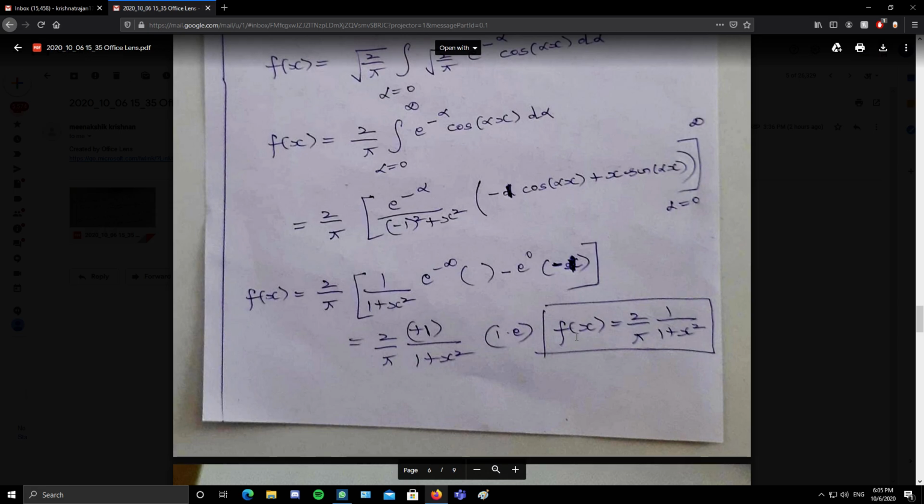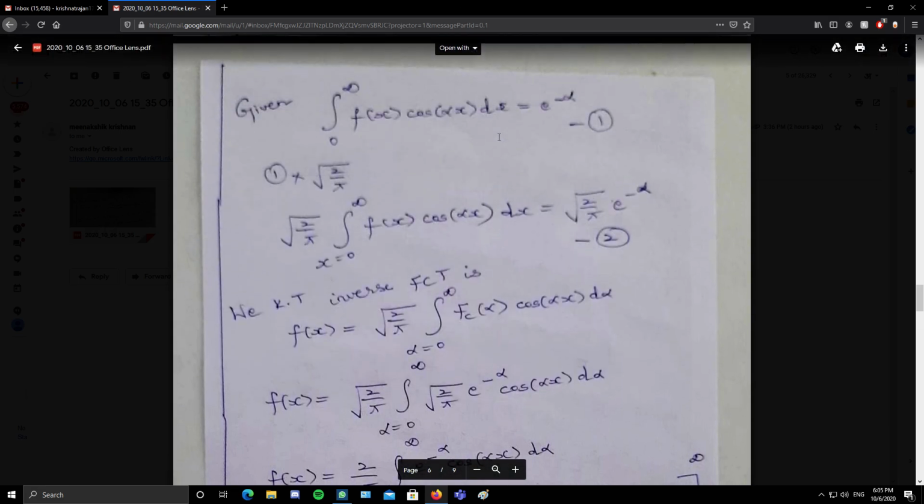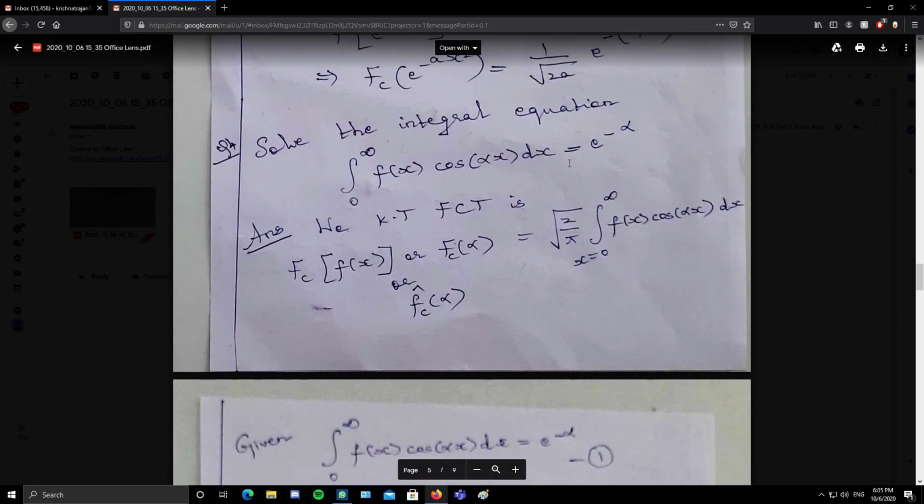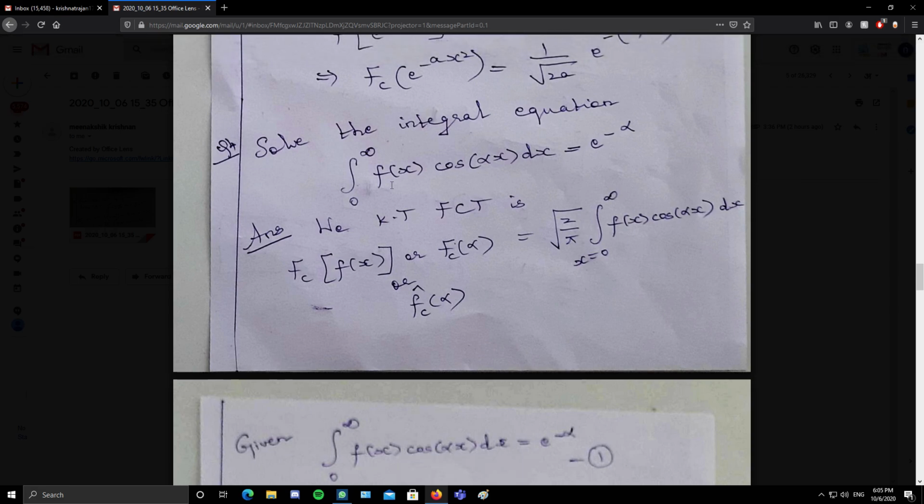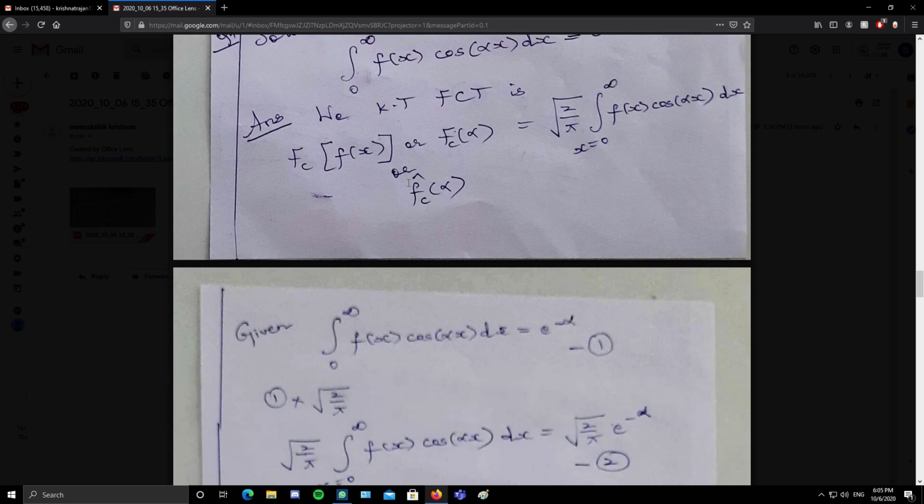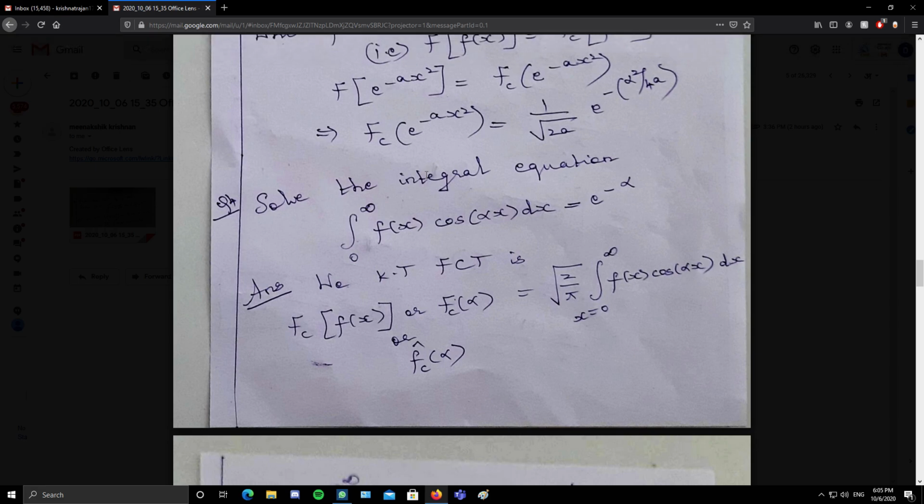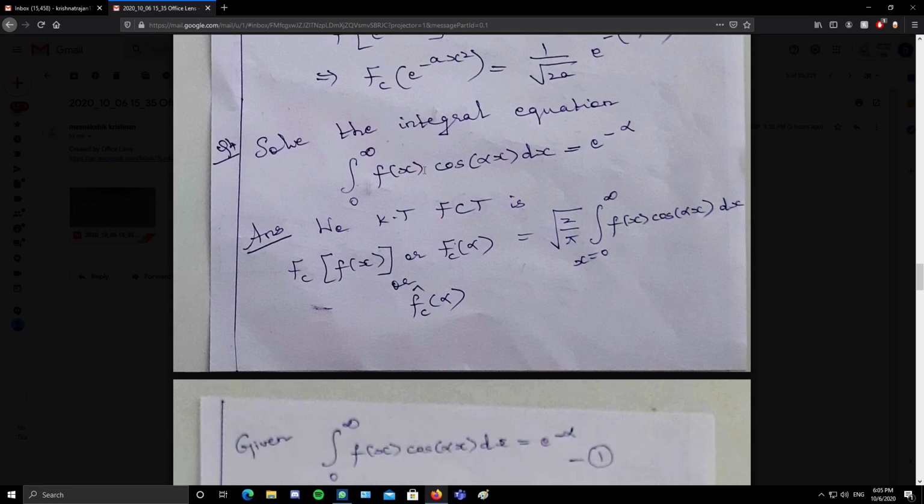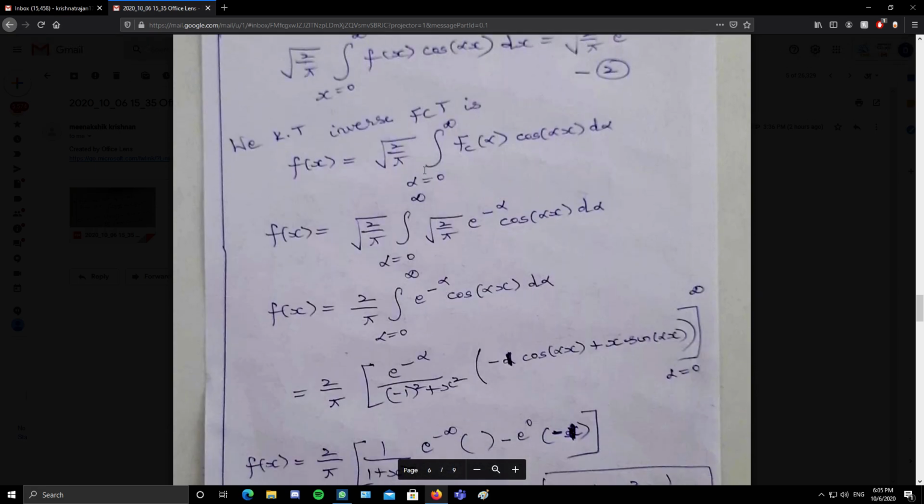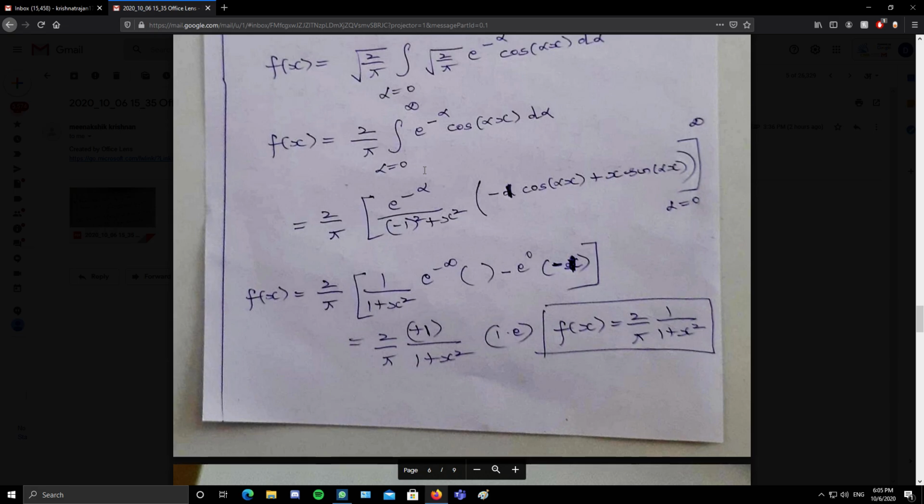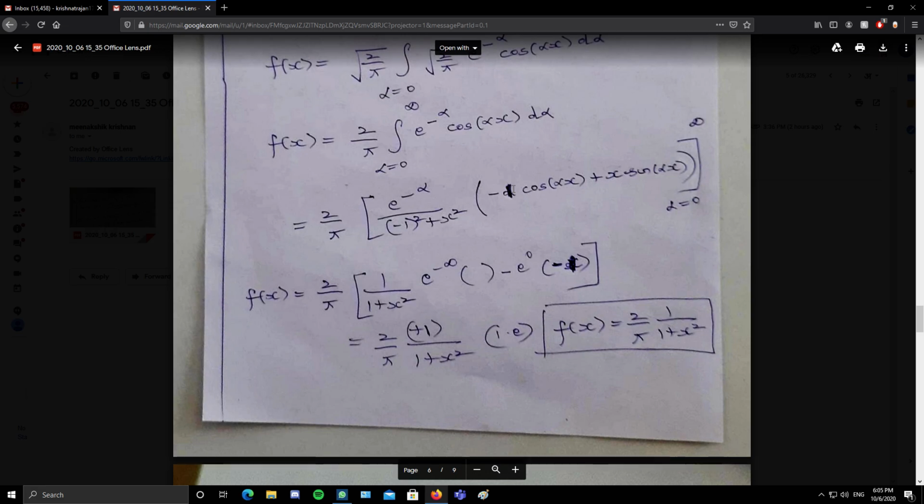So this is the function. You have the integral equation, and you are able to get back the function f of x using the cosine transform. So one of the applications of transforms is to solve definite integrals. Without knowing the function, you can get the function using the transform. It is applicable for any transform, cosine transform or sine transform. You can use any transform to solve an integral equation.